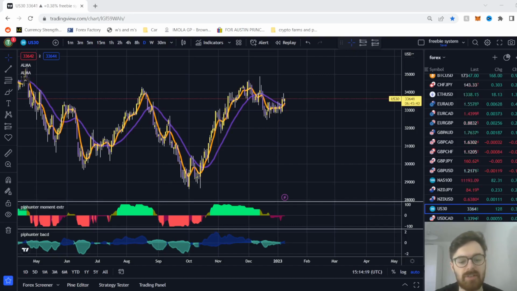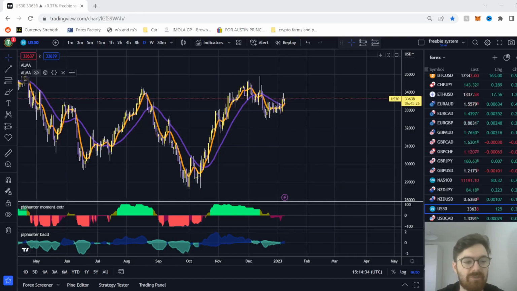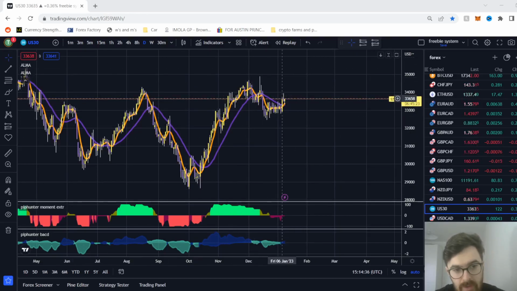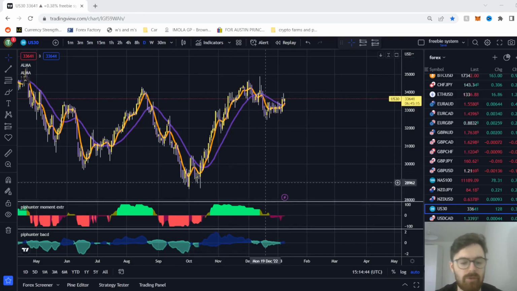But first we've got to start on the daily chart, and this is just so you can get your bias. So on the daily chart you can see that I am looking for a bullish trend just simply based off the ALMAs that I've covered in every other video recently, the 13 and 50 period ALMA. You can see that they're currently crossed over and bullish, and we're on the bullish side of them, therefore we're only looking for buys.